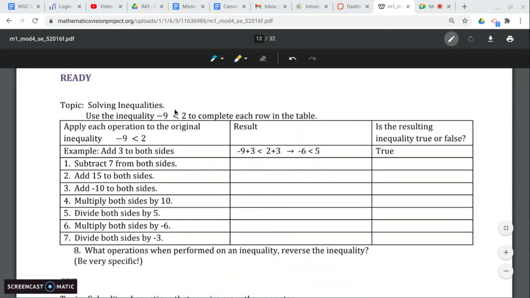So what we're looking at here is solving inequalities. We want to use the inequality -9 is less than 2 to complete each row in the table. They did an example for us. We're going to add 3 to both sides. So -9 plus 3 gives us -6, and 2 plus 3 gives us 5. Is the inequality still true? Yes. All right, so for number 1, we're going to subtract 7 from both sides. So -9 minus 7.